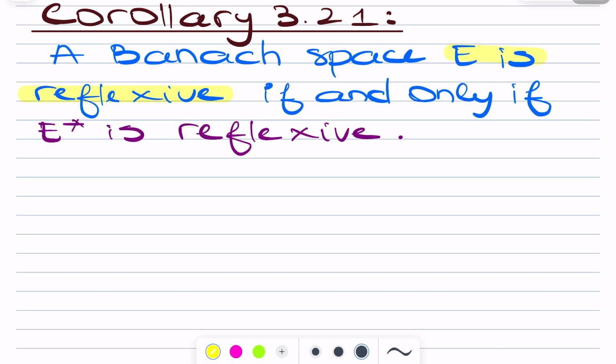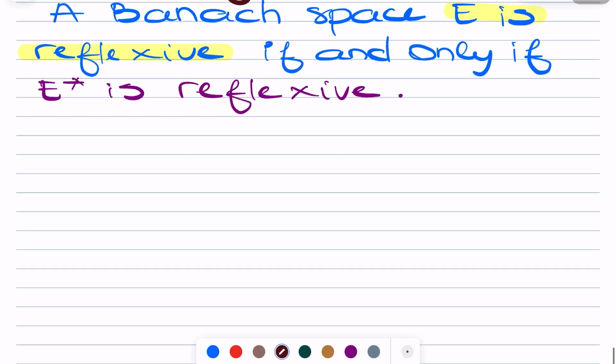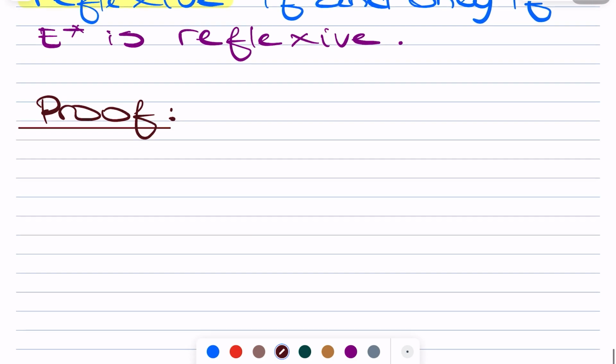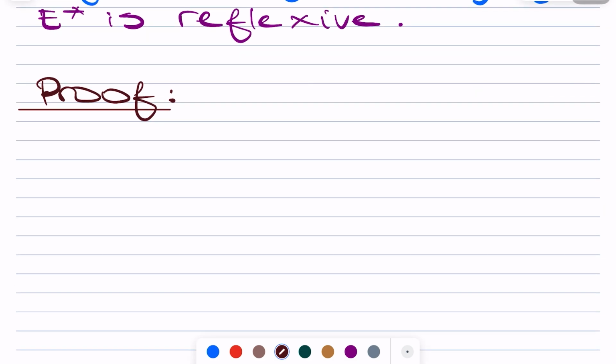Good proof. We start, as usual, with the easier part. Probably not the easier part, but I think we start with the slightly difficult part, because both parts are actually easy. So assume E is reflexive.